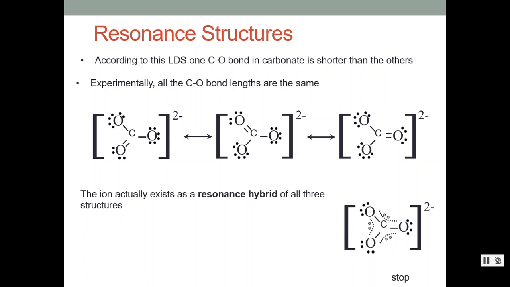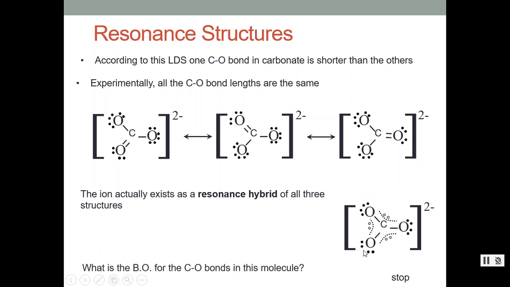It's actually a hybrid, or all 3 of these together, because those electrons are moving. At some point, there's a double bond on one oxygen. At some point, there's a double bond on the other oxygen. So the ion that exists is actually a resonance hybrid of all 3 structures.